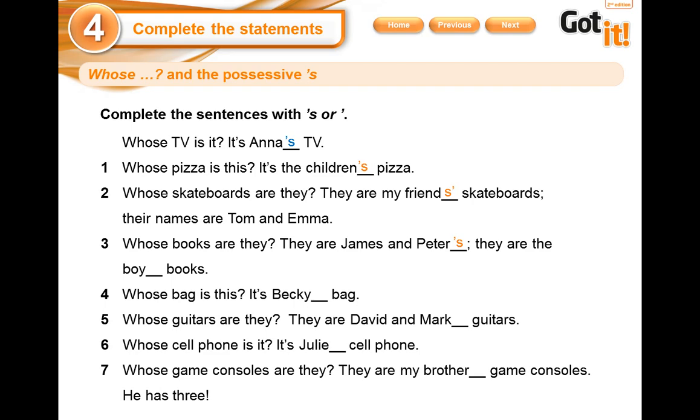What do you think will be the answer? Like number one or like number two? Yes, true. The answer is like number 2. The boys' books, because they are talking about James and Peter.